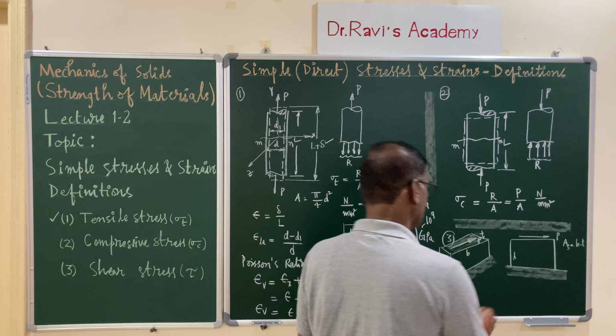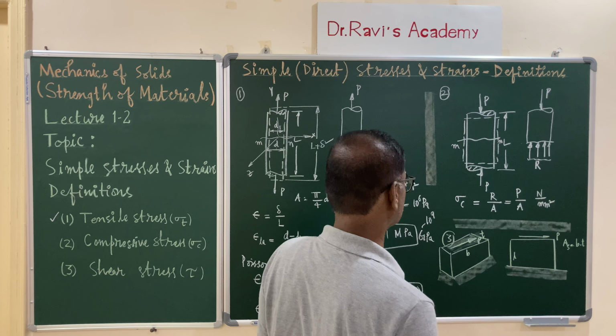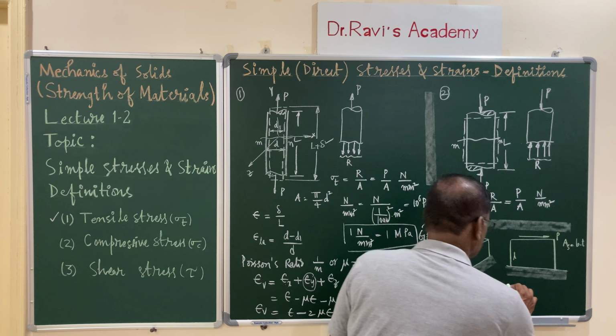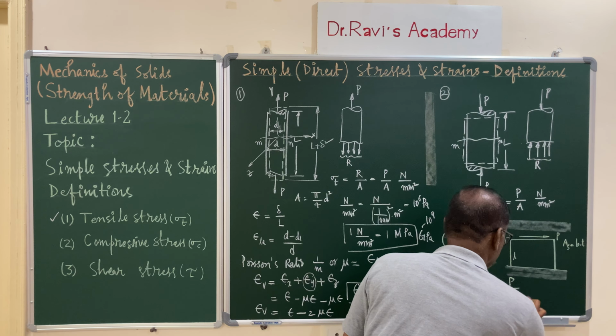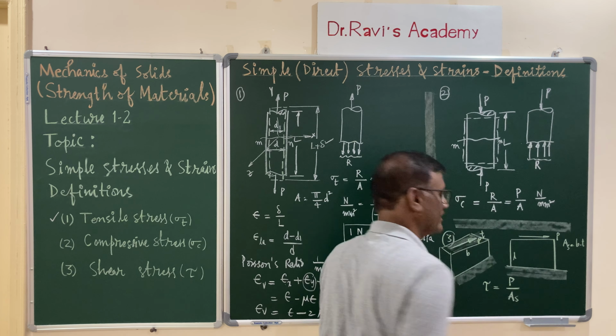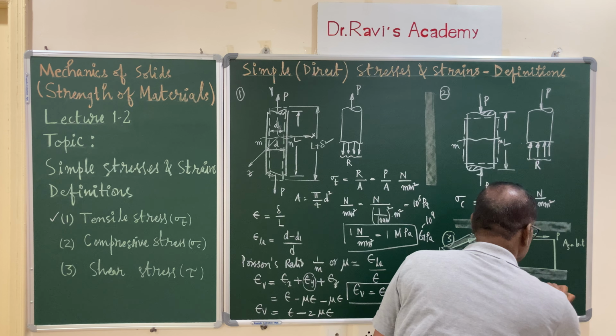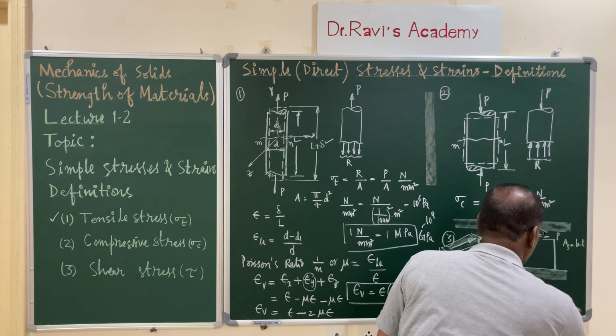Now you can write down the expression. The symbol used for shear stress is tau. Tau is equal to the tangential load, that is P, divided by the bearing area or shearing area, and of course the units are again Newton per mm square.